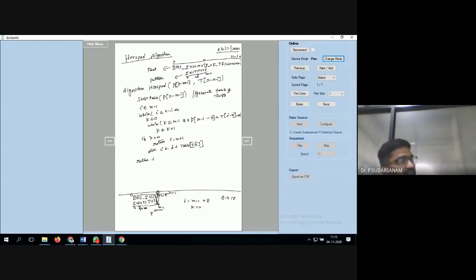Now I need to write the shift table for this. I'll write the shift table here. Simple only, I'll write it here. Algorithm: shift table.